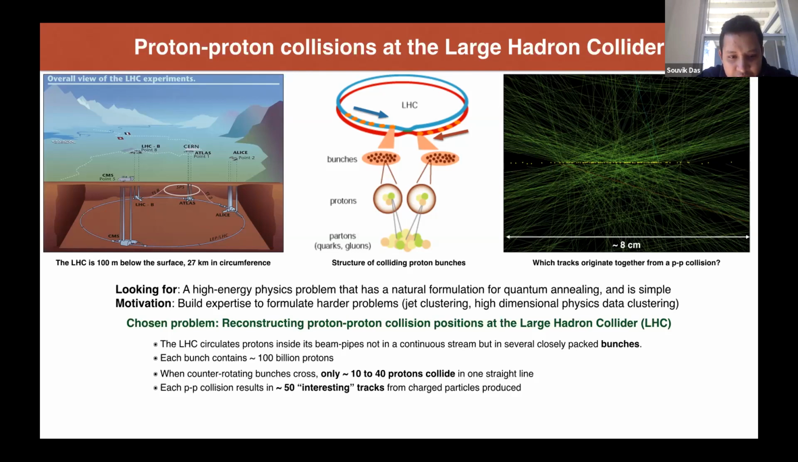Each of these proton collisions results in about 50 or more interesting tracks, which are charged particles from that point. So the question is, which tracks came from which PP collision along that one-dimensional line, and where are these PP collisions in a given bunch? That's the formulation of what primary vertexing is.